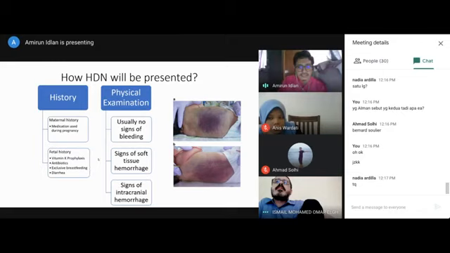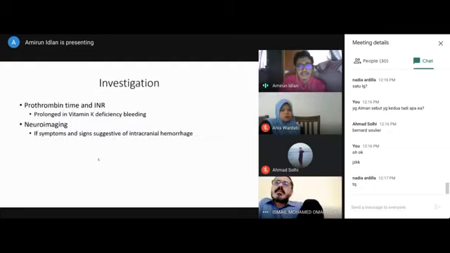Okay. For the management part, for the investigation, the most important thing is the coagulation profile. What we need to know is the prothrombin time and also INR. There will be an increase in prothrombin time in factor 2. And we must remember how to differentiate from neonatal thrombocytopenia: the platelet in vitamin K deficiency bleeding will be normal. And after the bleeding, when we give vitamin K, usually the prothrombin time will be normal back. And then neuroimaging, if we suspect any intracranial hemorrhage in the newborn.